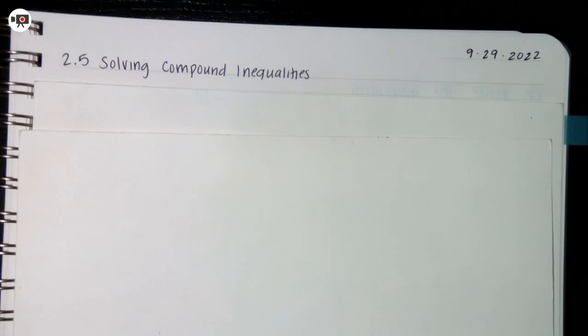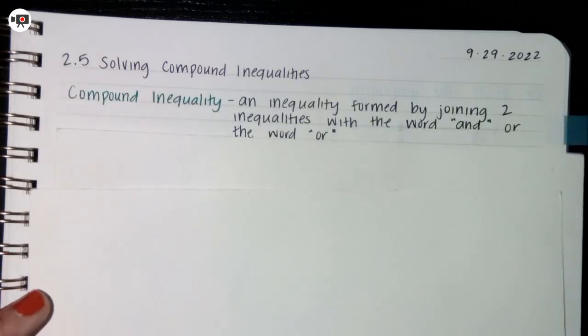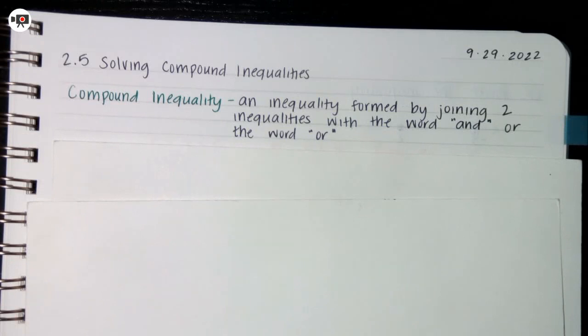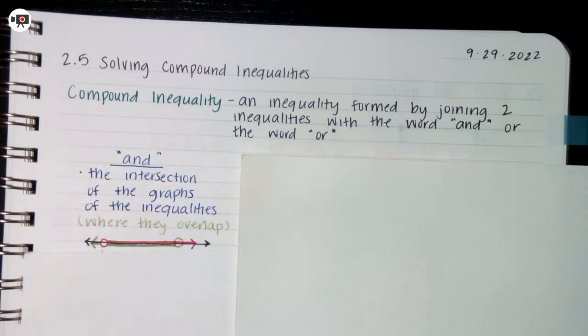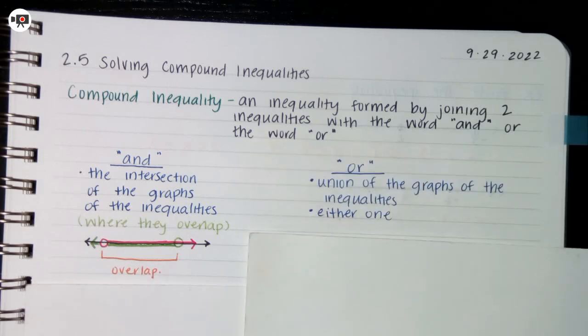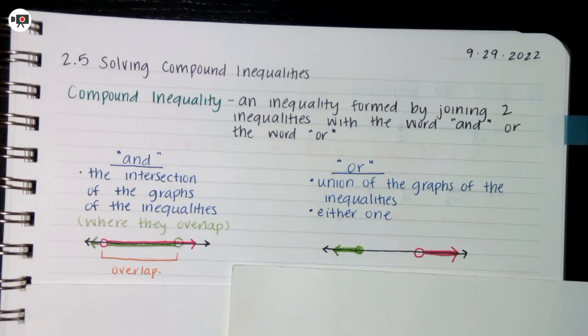This is 2.5, solving compound inequalities. A compound inequality is an inequality formed by joining two inequalities with the word and or the word or. If they are ands, the solution will be the intersection of the graphs of the inequalities. So a number in the middle from where they overlap. For an or, it will be the union of the graphs of the inequalities, so it could be either one.